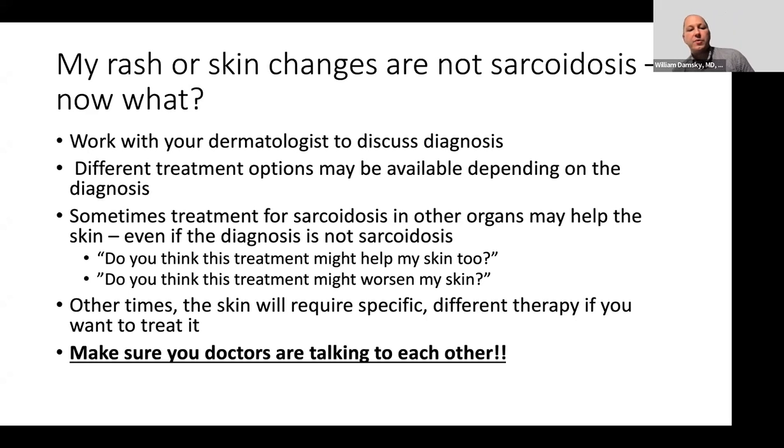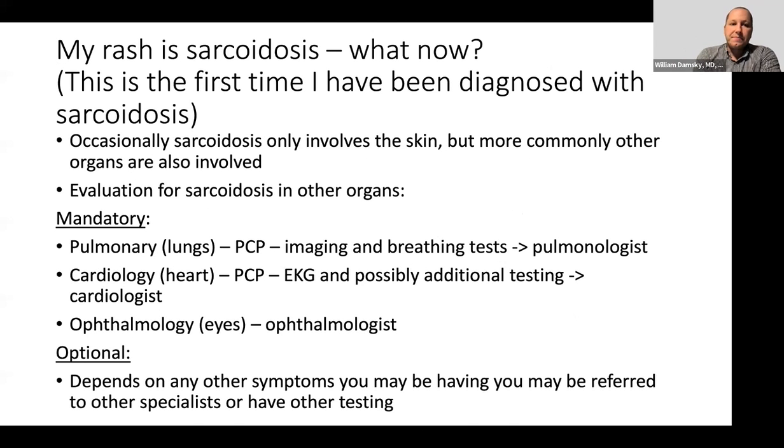And so it's important to ask your doctor, your provider, questions like, do you think this treatment for my pulmonary sarcoidosis might also help my skin? Or do you think this treatment for my pulmonary sarcoidosis might not affect my skin, or maybe even potentially worsen my skin? These are really good questions to ask. Other times, the skin will require specific therapy that's different from your sarcoidosis therapy if you want to treat it. And in sarcoidosis, and this is something that I'll reiterate throughout the session, it's really important to make sure your doctors are talking to each other.